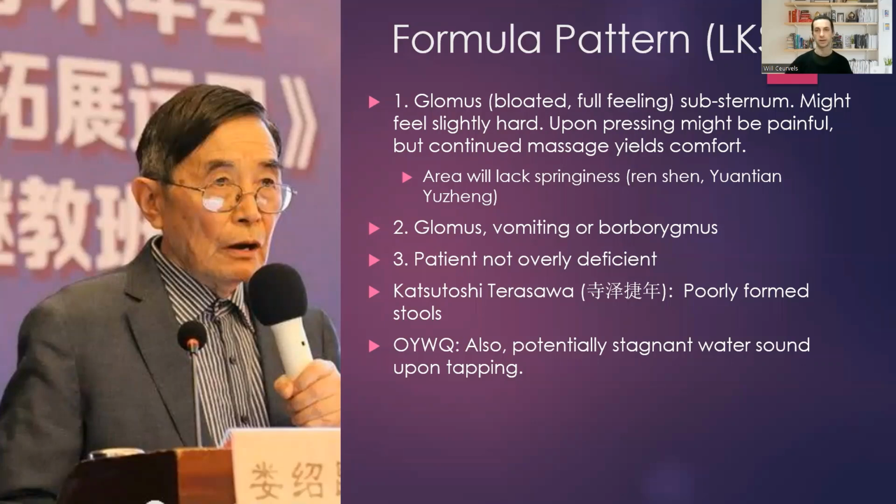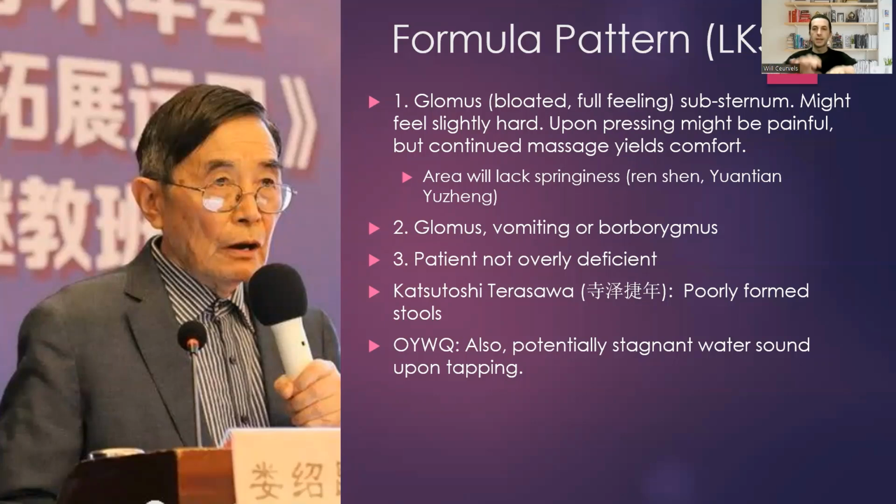And also in the substernal area. So this is, again, as we said, springiness is a sign of the patient's overall deficiency or repletion of upright qi. Now, this patient has an underlying deficiency of upright qi, right? So that springiness is not there to the same degree. And so that's why, for instance, Yuan Tian, Yu Zheng, another important Kampo practitioner, says that this is why Ren Sun is so important in Glomus formulas. This is like a sign for Ren Sun in Glomus formulas, basically that lack of springiness, which is a sign of deficiency.